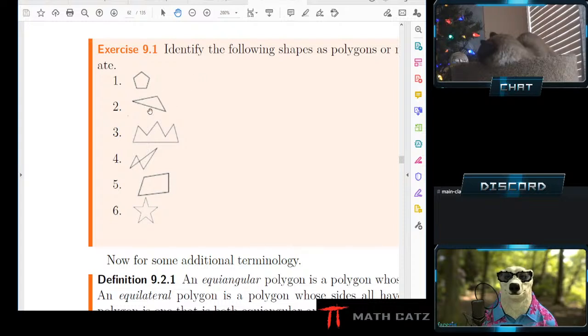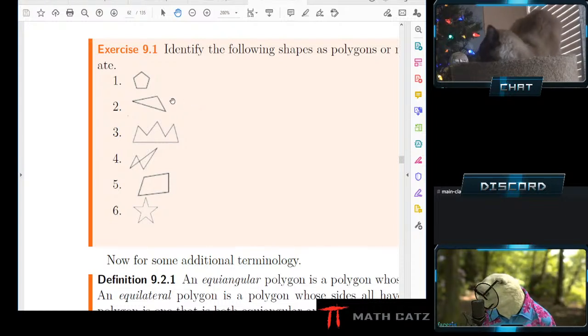Then on number 2, we have a polygon. It's a triangle. And we're going to classify special types of triangles in a second. So now it's just triangle, yay or nay. Yay, triangle. Over here at number 3, I have 1, 2, 3, 4, 5, 6, 7 sides. Satisfies the polygon requirement. It is a heptagon.